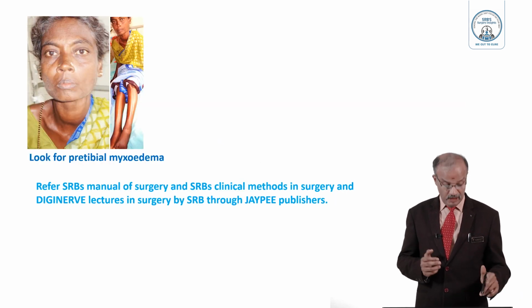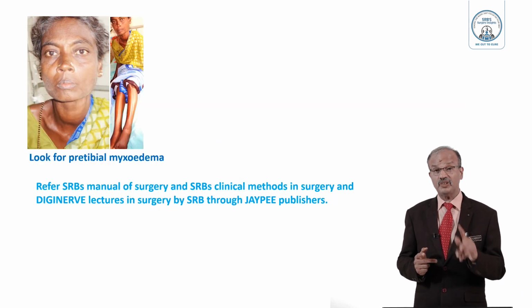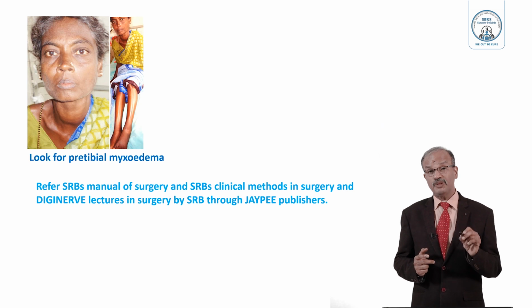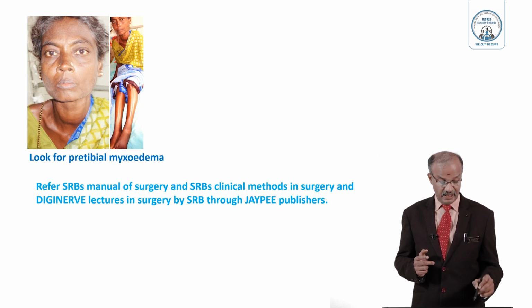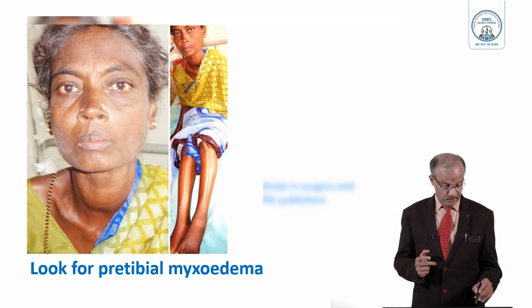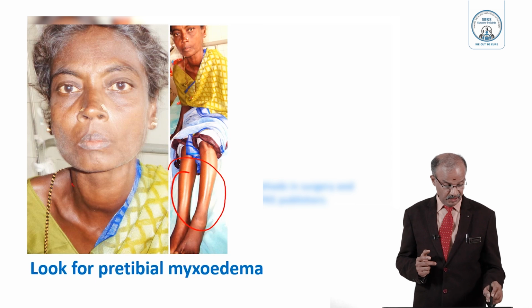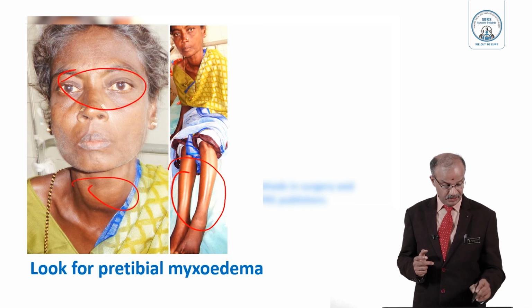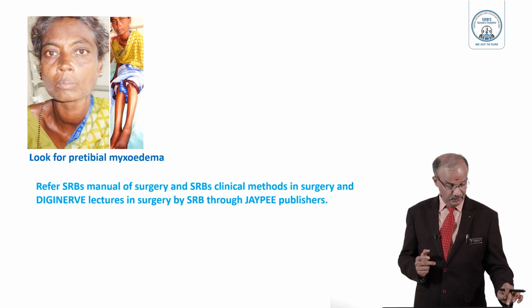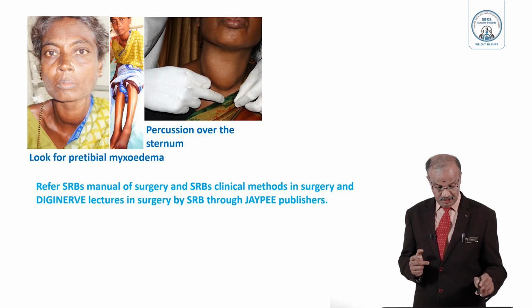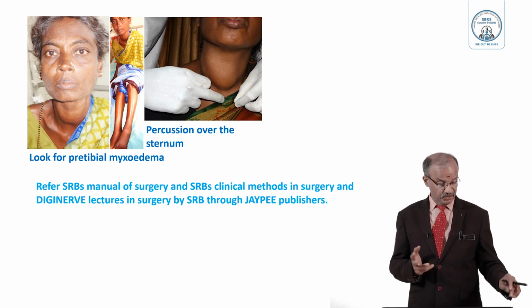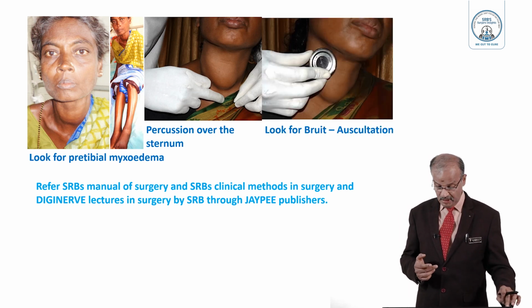So look for pretibial myxedema in toxic thyroid. It's a myxedematous deposition in the leg and ankle, both sides. So always inspect this area in a toxic thyroid. Percussion over the sternum, direct method, indirect method, all those things I have told are important.